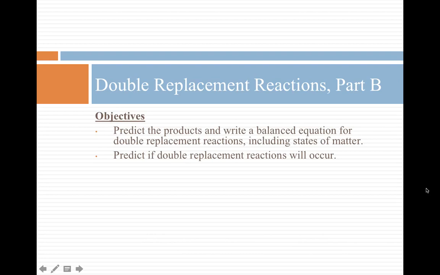Hi everyone, this is a screencast on double replacement reactions. This is the second of the two screencasts on double replacement reactions. The first screencast is on solubility rules and how to use the solubility rules to determine whether or not an ionic compound is soluble. In this screencast, you're going to learn how to predict the products of a double replacement reaction, and you'll learn how to determine whether or not the reaction will occur.